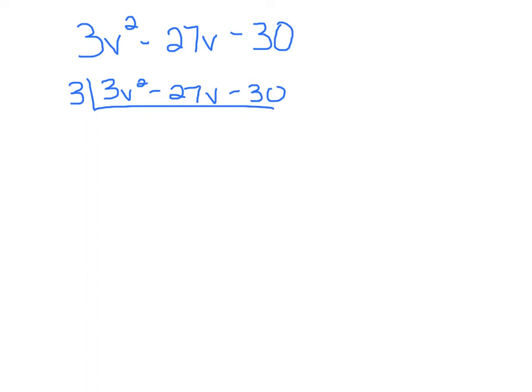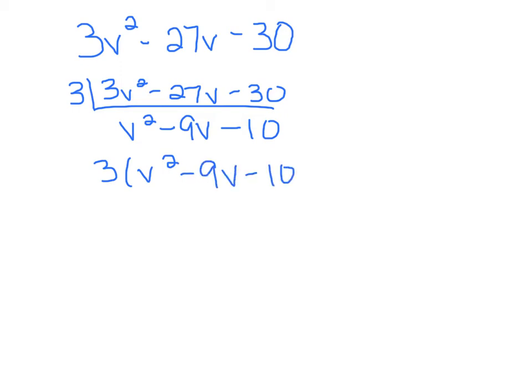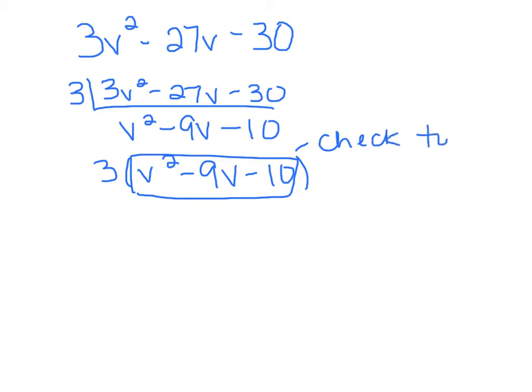So 3v squared divided by 3, v squared. Negative 27v divided by 3, negative 9v. Negative 30 divided by 3, negative 10. All right, v squared, negative 9, and negative 10 don't have any common factors left. So I'm going to go ahead and write 3 times v squared minus 9v minus 10. So now I have to make sure that this guy here factors. So we have to check to see if it factors.